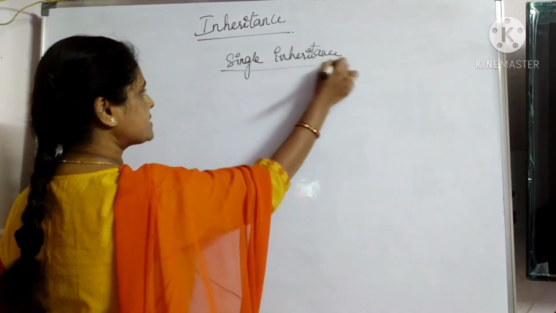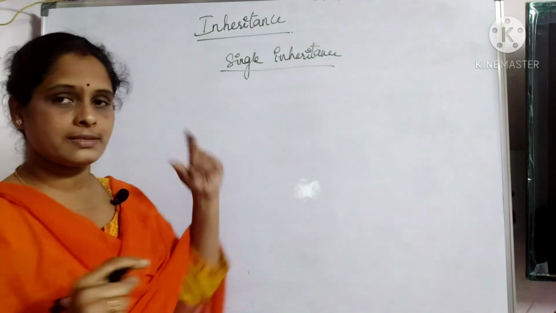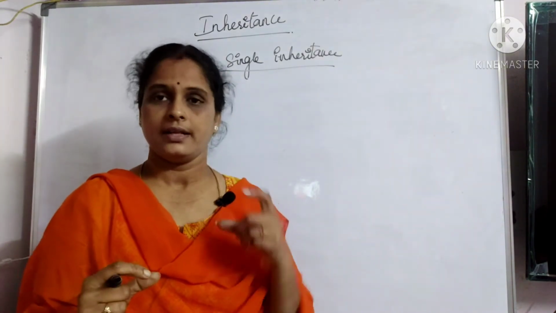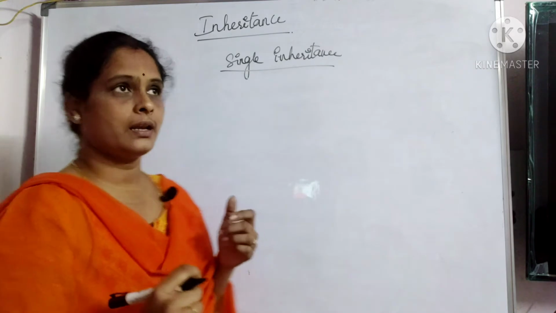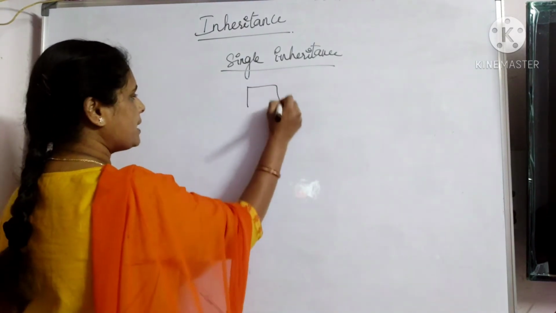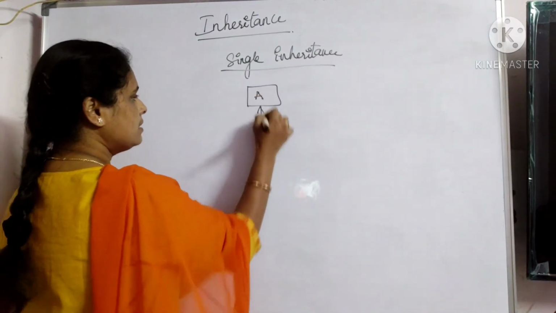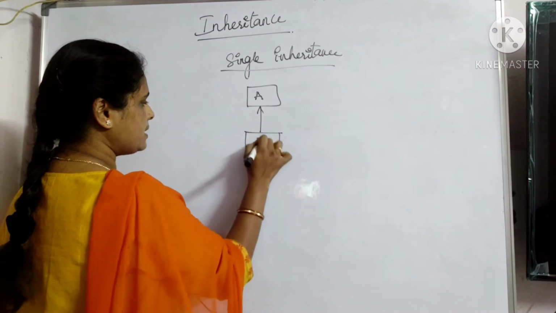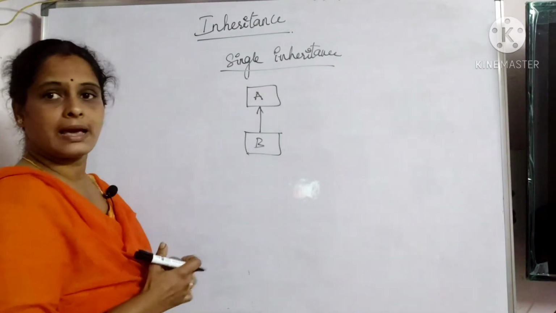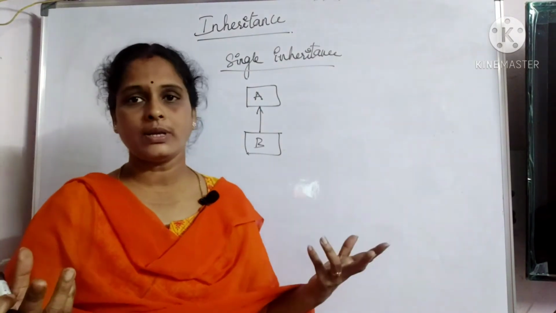As the name itself is telling you, single inheritance means a single parent, a single child, a single base class and a single derived class. So, I may have a class A, and a class B. Class B is inherited from class A. Simple. And how does the syntax go?